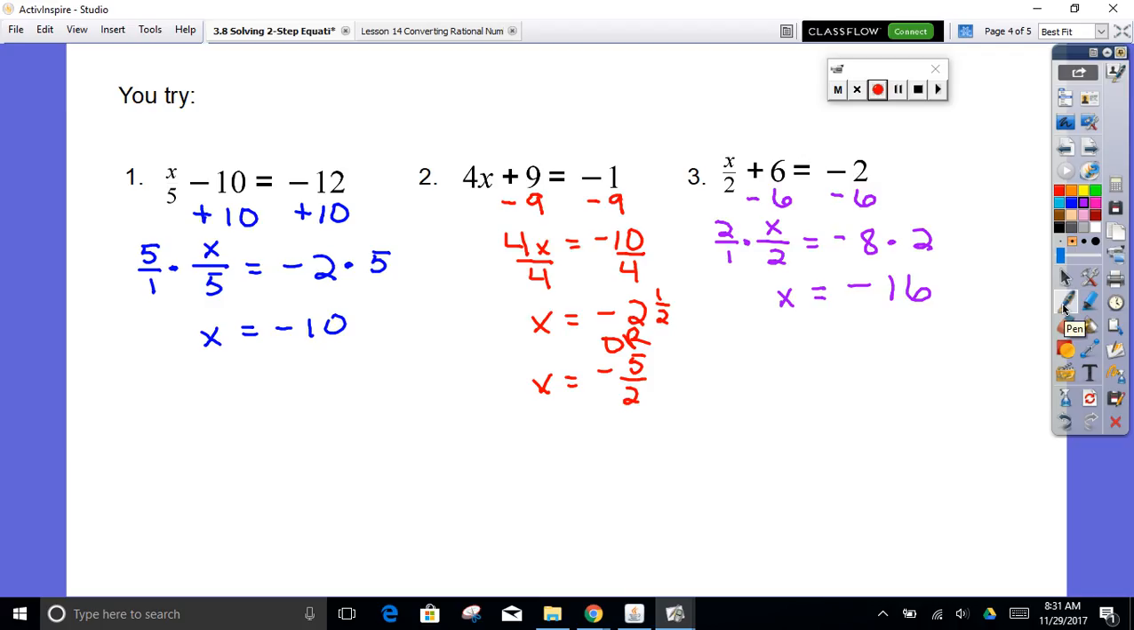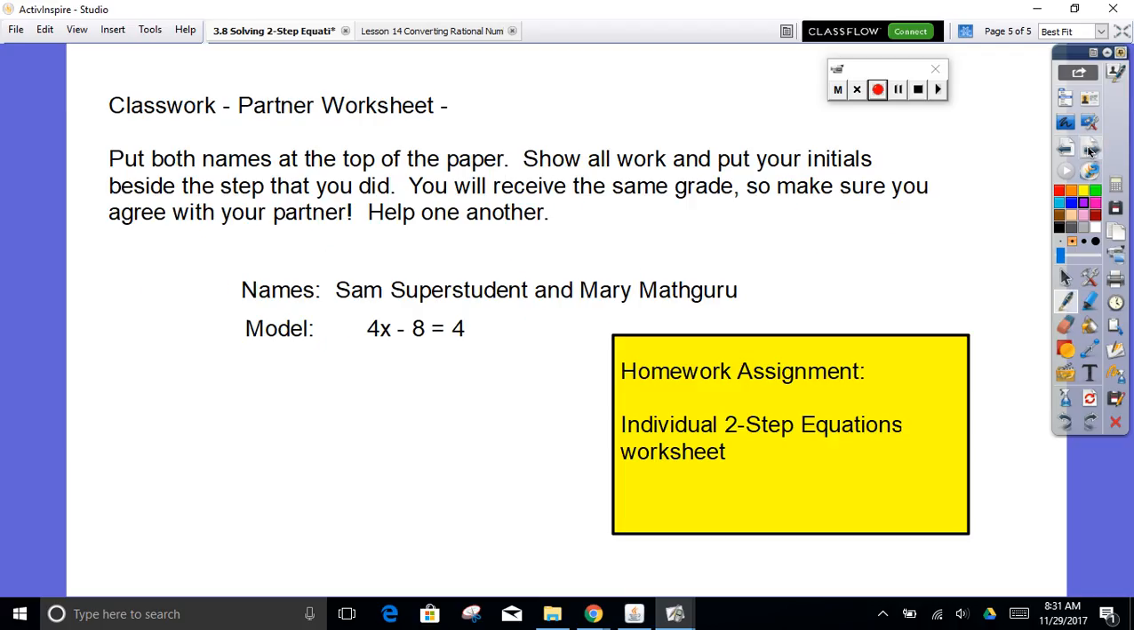How many of you got all of them right? Okay, excellent. Okay, what we're going to be doing now is a partner worksheet. The reason I have you do a partner worksheet is because then you have to show your steps in the right order because you're not going to be doing all of the problem yourself. So first thing you do, you're going to write both names at the top of the paper, and I want you to show your work and put your initials beside the step that you did, or you could use colored pencils or markers if you have them. I have some in the back. I don't really advise markers. Pencils would definitely be better so you can erase.